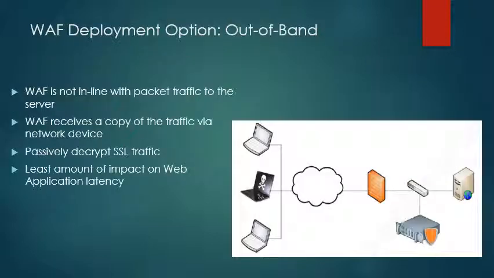Out-of-band WAF implementations are somewhat less common, as in this implementation the WAF is not in line with the web traffic. It receives a copy of the traffic via a monitoring port on a networking device. It can passively decrypt SSL traffic so as to have the least amount of impact on the network and application latency, and this allows the WAF to be configured to only alert on malicious traffic that's detected, potentially reducing the danger of blocking false positives. This deployment mode is less commonly used, even though it provides the least impact on overall server performance. In the diagram below, we can see a WAF sitting off of a switch, receiving a copy of traffic which is then routed to the web server.